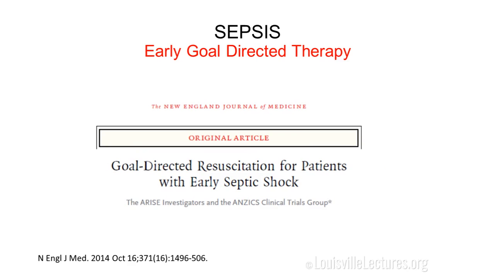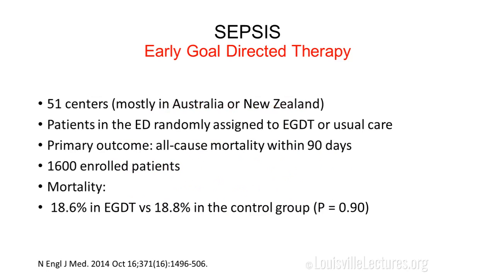So the first one is this one, goal-directed resuscitation for patients with early septic shock. 51 centers, mostly in Australia and New Zealand. Patients in the emergency department were assigned to early goal-directed therapy or usual care. The primary outcome was all-cause mortality within 90 days. It enrolled 1,600 patients, and the mortality was the same in early goal-directed therapy versus control.